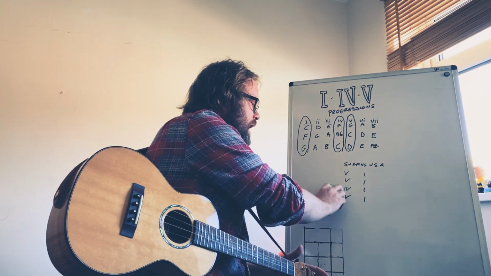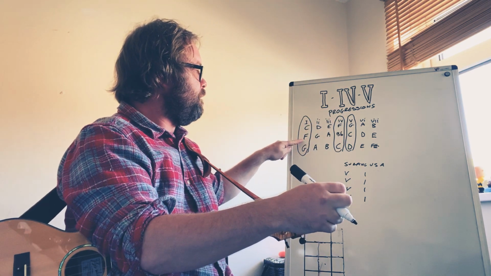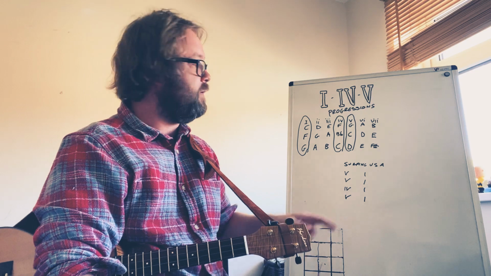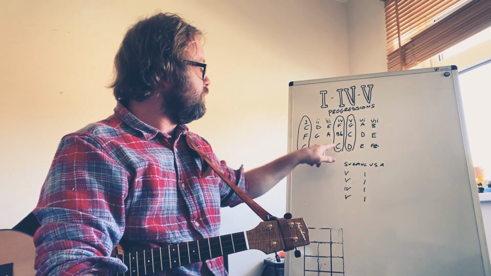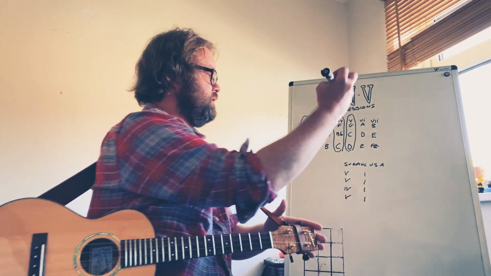Let's do it in the key of F. Okay, probably the third most common key in ukulele music. In the key of F, this is just the F major scale written out. The F major scale has one flat. Every key, remember, has a certain amount of sharps or flats. G has one sharp. F has one flat. C has no sharps or flats at all.